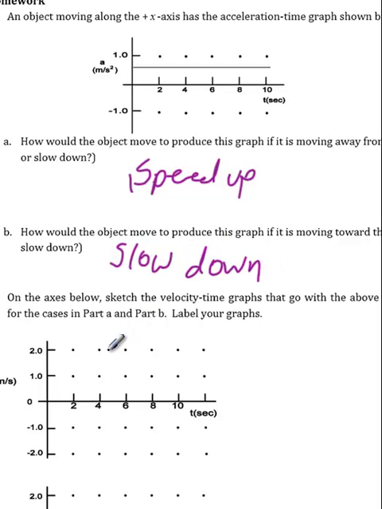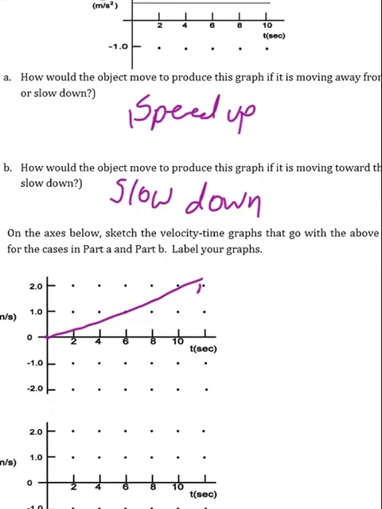Okay? On the axes below, sketch the velocity time graphs that go with the above acceleration time graph. Well, if I look at this acceleration time graph, it's a positive acceleration, and so for the first case, I know if I'm moving away, I've got to have positive velocity, and I just said speed up, and this isn't going to be arithmetically correct, but the shape is right. Okay, the velocity time graph should look like that.